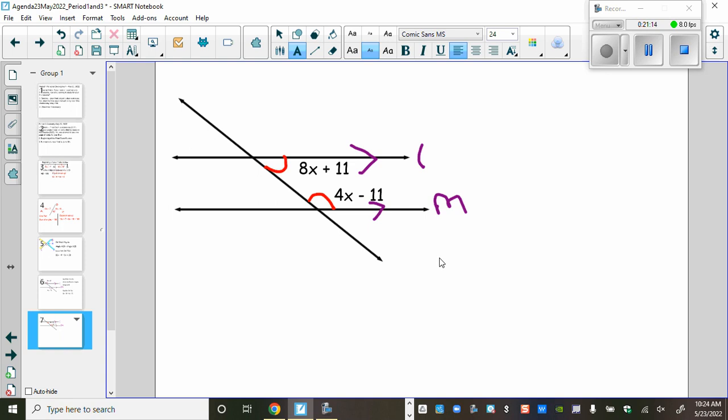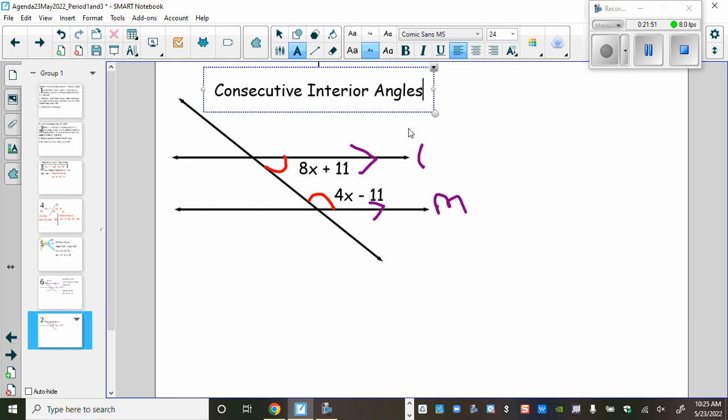Well, who thinks they remember? Now, there's a couple of ways you could answer this. You could either say what the actual relationship is, or what they could equal, or whether they add up to 180. Okay, why do you think they add up to 180? They're interior angles or something like that. You're close. That's pretty good. Consecutive interior angles.